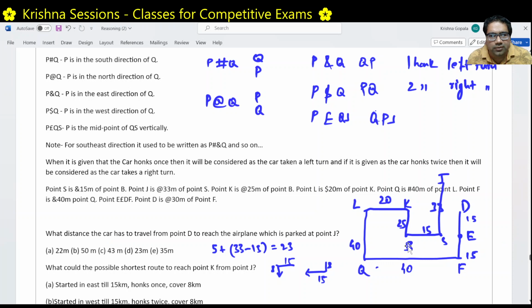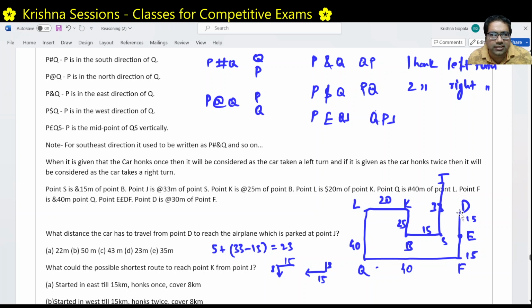Right. If LK is 20 and BS is 15, the total from here to here is 35. That means from this line to this line will be 5. So D has to travel 5 towards the left to reach this JS. That is one part of the travel. The other part of the travel, what is that amount?